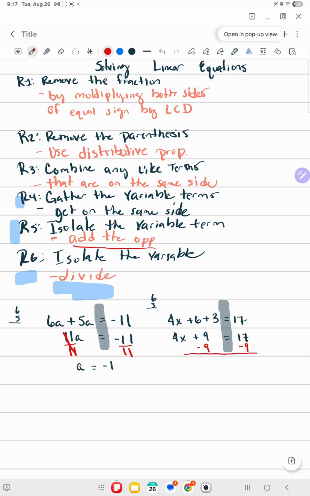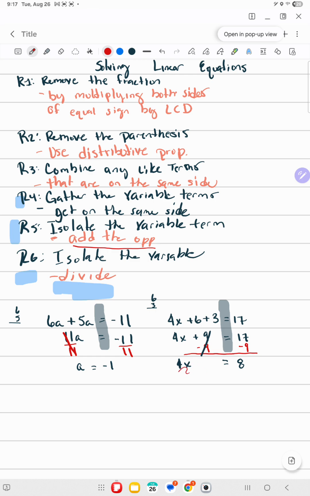Underline, that's a plus sign in the calculator. So we end up with 4x, the 9's cancel, equal sign comes down, 9 and 17 is 8. Now 17 plus negative 9, put in the calculator just like that. And the last step is to isolate the variable.